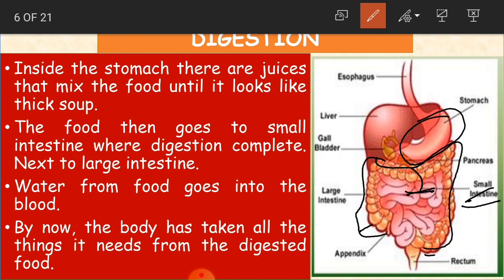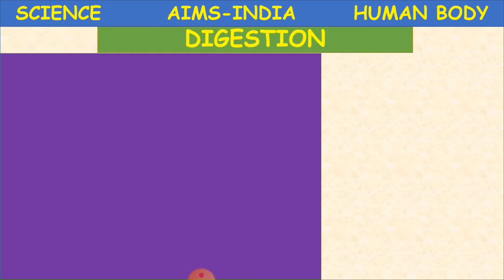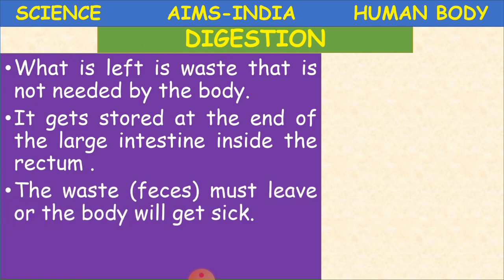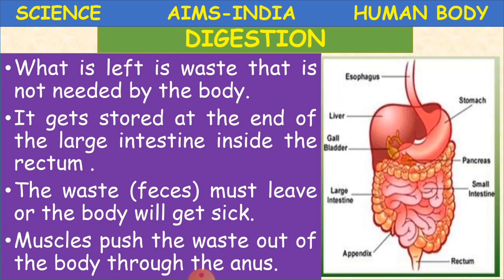Okay children, now what will happen next? As we said, waste is still remaining. After getting digested, leftover waste will be there in our body, and this waste is not needed by the body. It is not good for our health. That waste has to be removed by the body now, and it gets stored at the end of the large intestine inside the rectum. So now comes the large intestine's role.